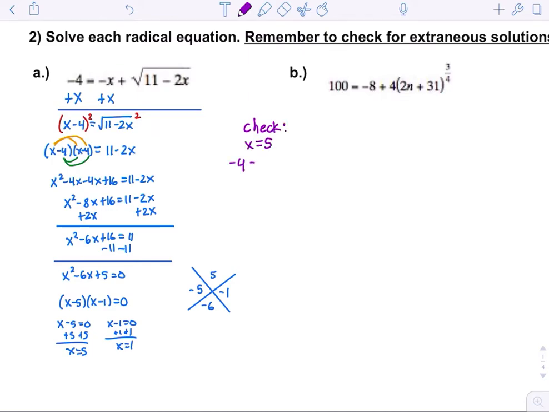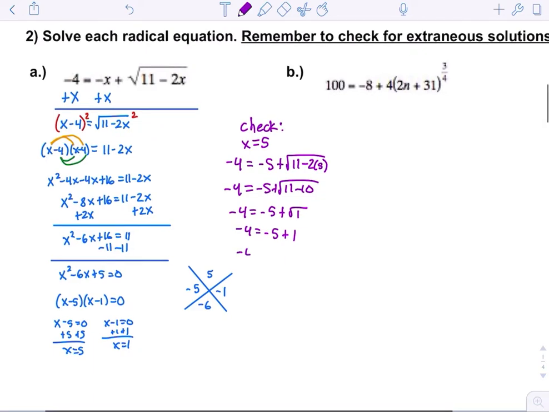So -4 is equal to -5 plus the radical of 11 minus 2 times 5. Rewriting it, I know 2 times 5 is 10, so -4 is equal to -5 plus the radical of 11 minus 10, which is 1, and the square root of 1 is simply 1. Negative 4 is equal to negative 5 plus 1, negative 4. Check. So you know x equals 5 is an answer.